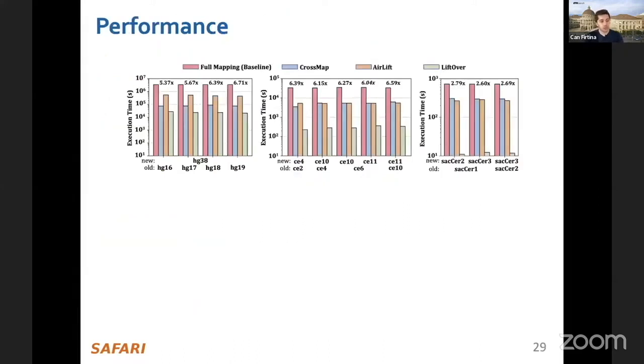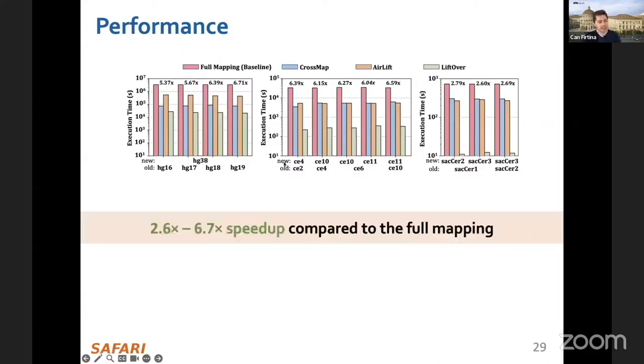This figure shows the performance result compared to full mapping, CrossMap, AirLift, and Liftover. On the y-axis, we have the execution time. On the x-axis, we have the old reference genome information and the new reference genome information. This means that, for example, in this particular region, we generate the results by moving the reads from HG16 to HG38. And in this particular region, we generated the results by moving the reads from HG19 to HG38 again.